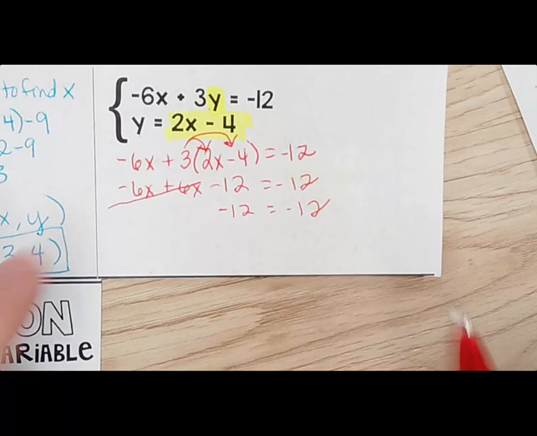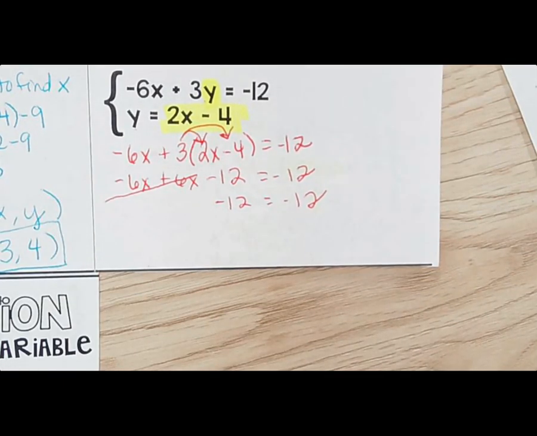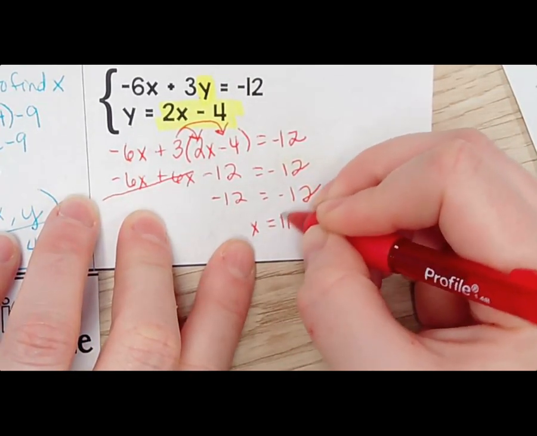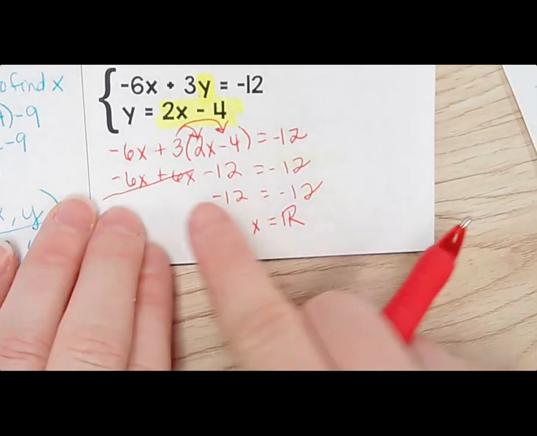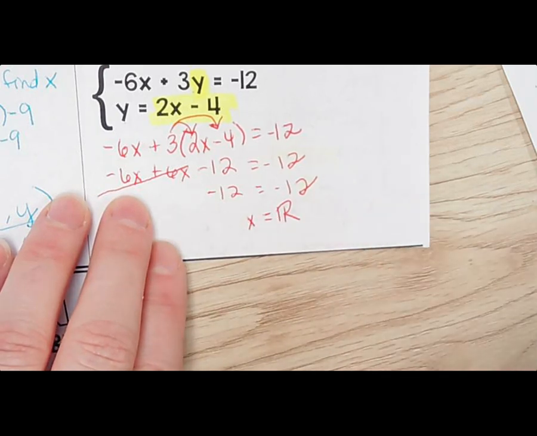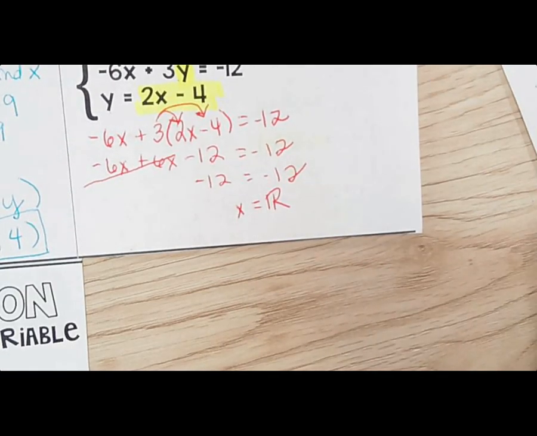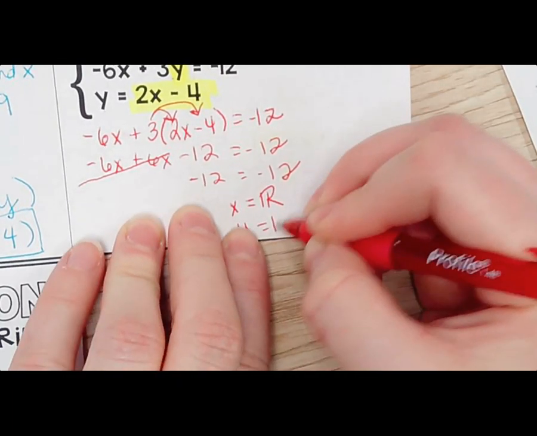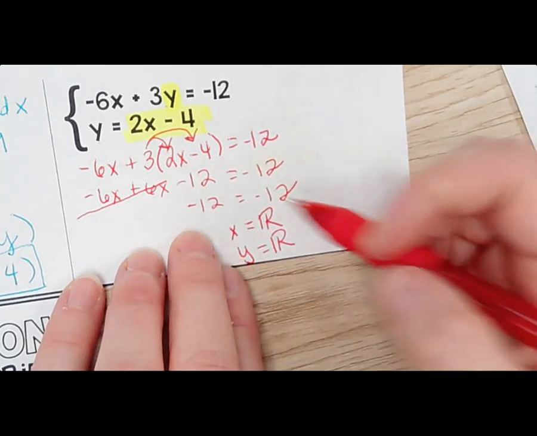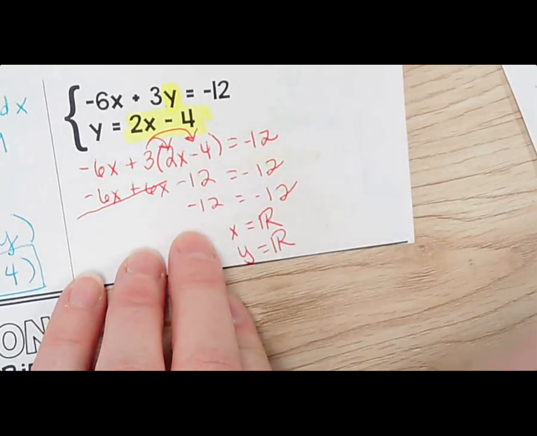So anytime we get that, this is going back to when we solved equations at the beginning of the year. When we get two things that are equivalent to each other, that means that x value equals all real numbers. It means x can be anything. I can plug in anything for x, and this equation would still be true. But now we're dealing with systems of equations. So if x equals any number, then that means y equals any number.